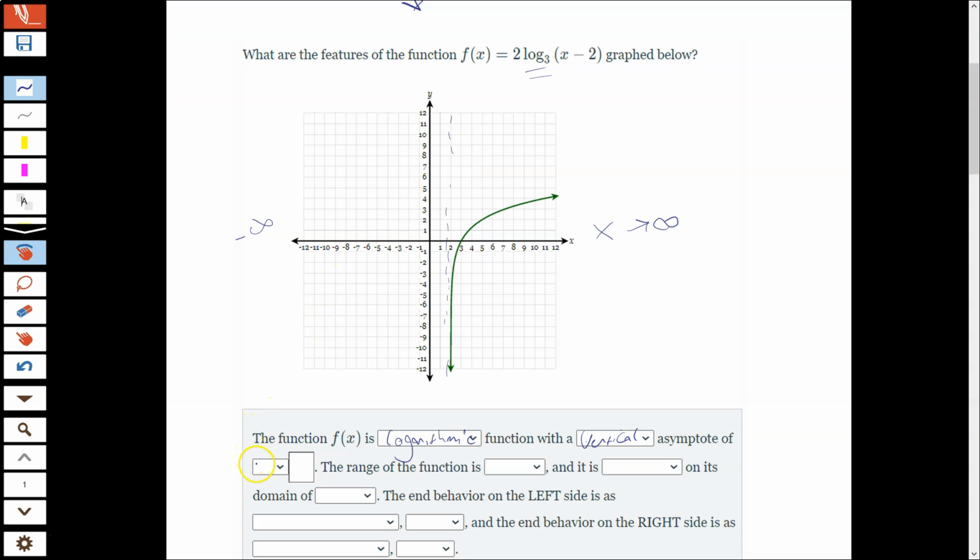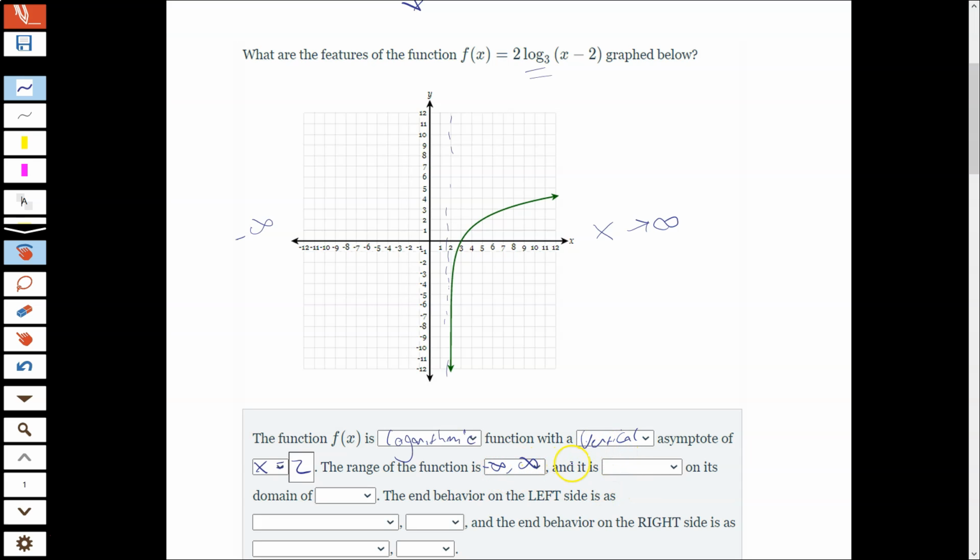Okay, so a vertical asymptote, and then we need to describe the line. Because it is vertical, we're going to say x equals 2. Now the range of the function, remember that's the y values that the function takes up. Well, it increases forever and decreases forever. So that's going to be negative infinity, infinity.